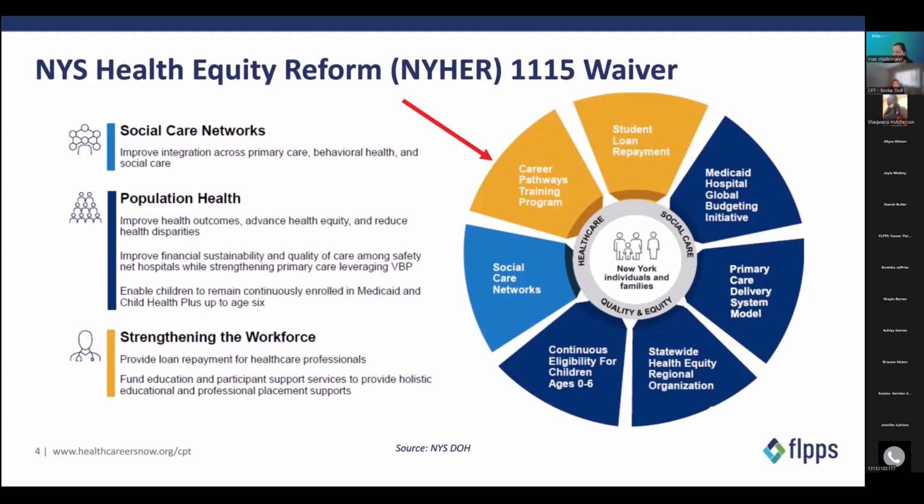The key initiatives include the social care networks, that is, as we mentioned before, the integration across primary care, behavioral health, and social care. Population health: we have improved health outcomes, advanced health equity, and reduced health disparities, improving financial sustainability and quality of care among the safety net hospitals.